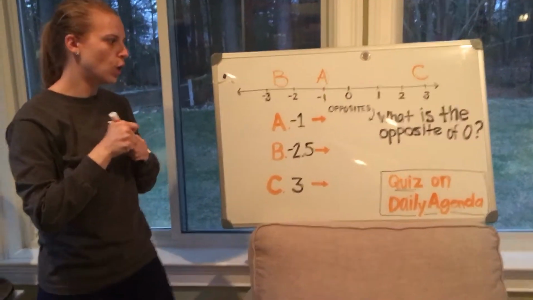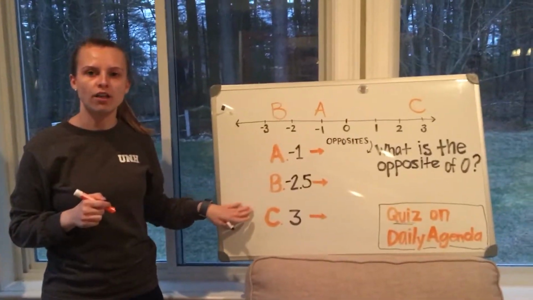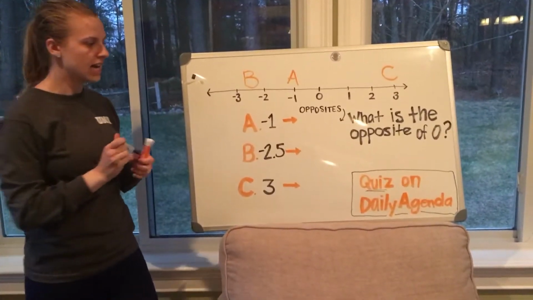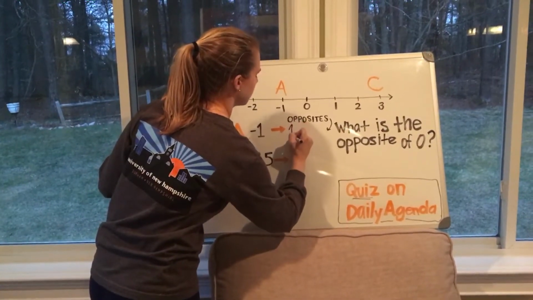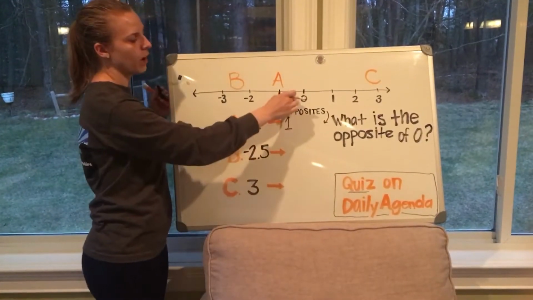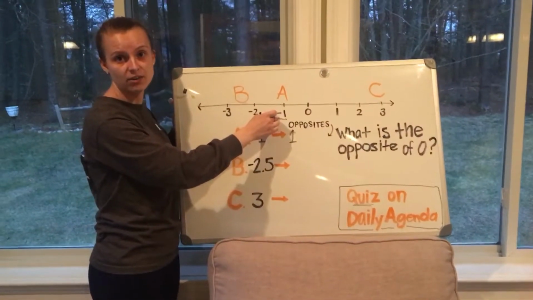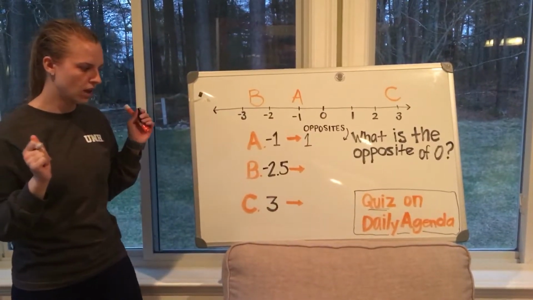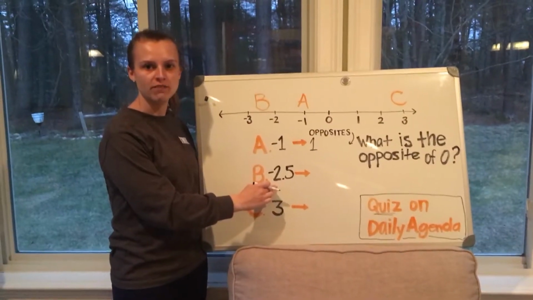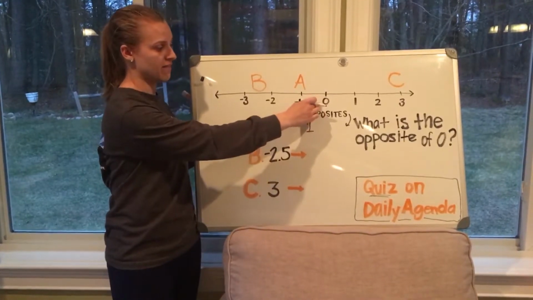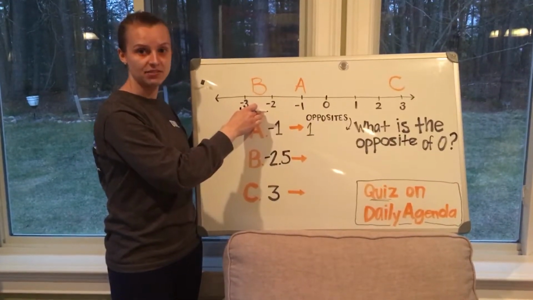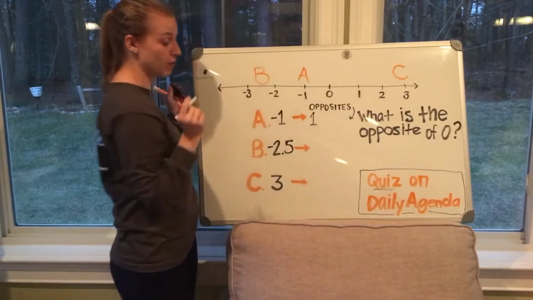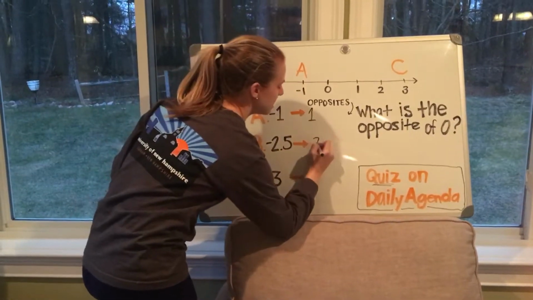Okay, so next, we're going to find the opposite of all of the numbers here. So let's start with -1. The opposite of -1 is going to be +1. So we know -1 is 1 to the left of 0. So the opposite would be 1 to the right, +1. We're going to do the same thing for -2.5. We know that -2.5 is 2.5 to the left of 0. This time we're going to go 2.5 to the right of 0. So it's going to be +2.5.